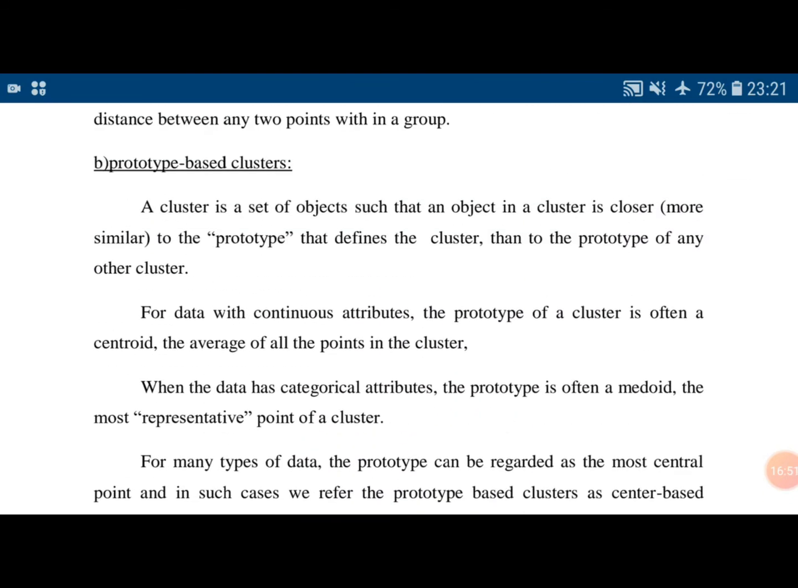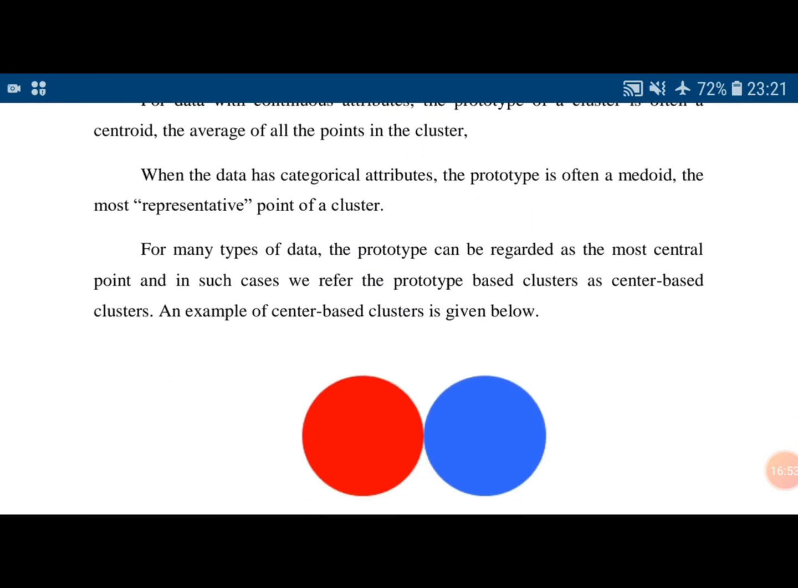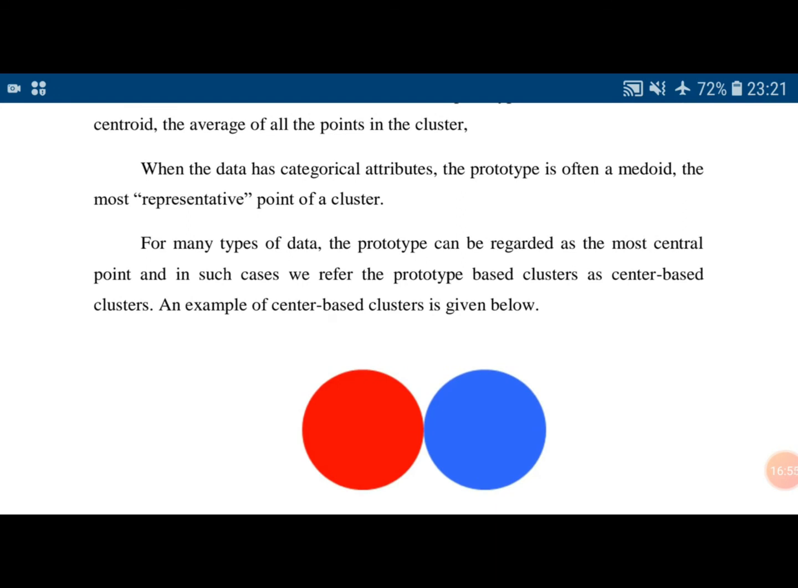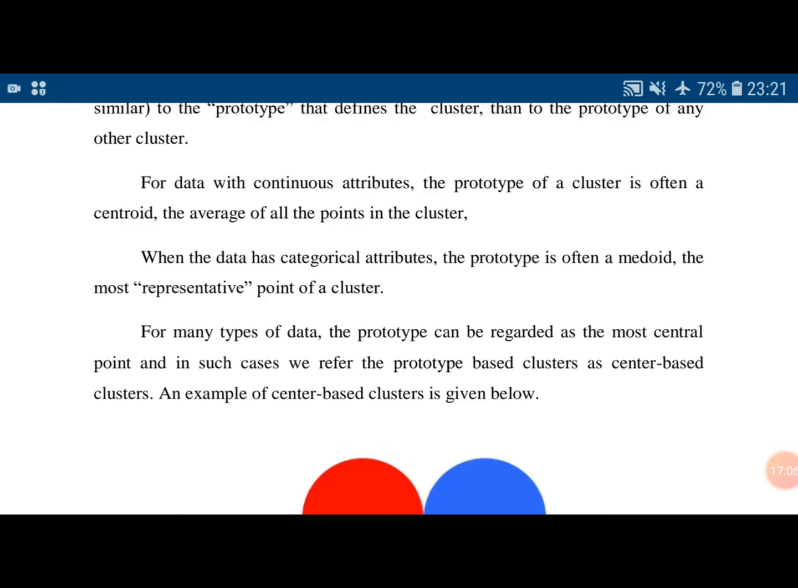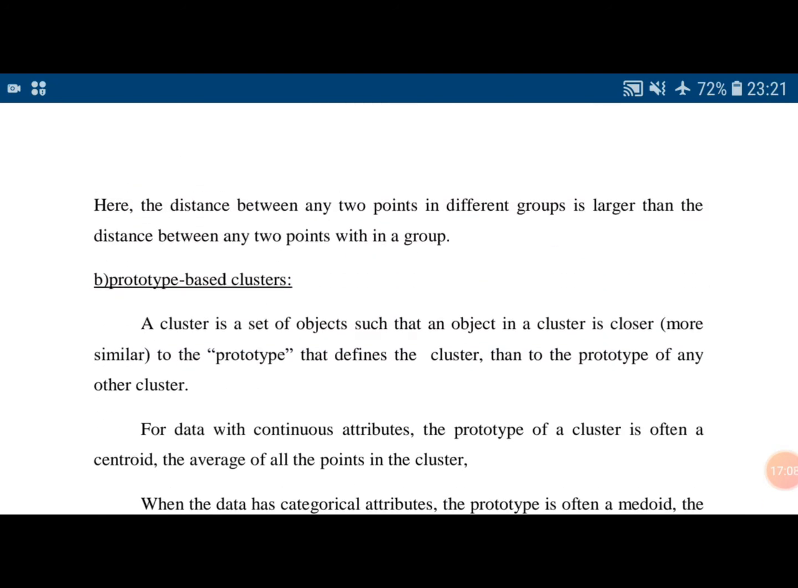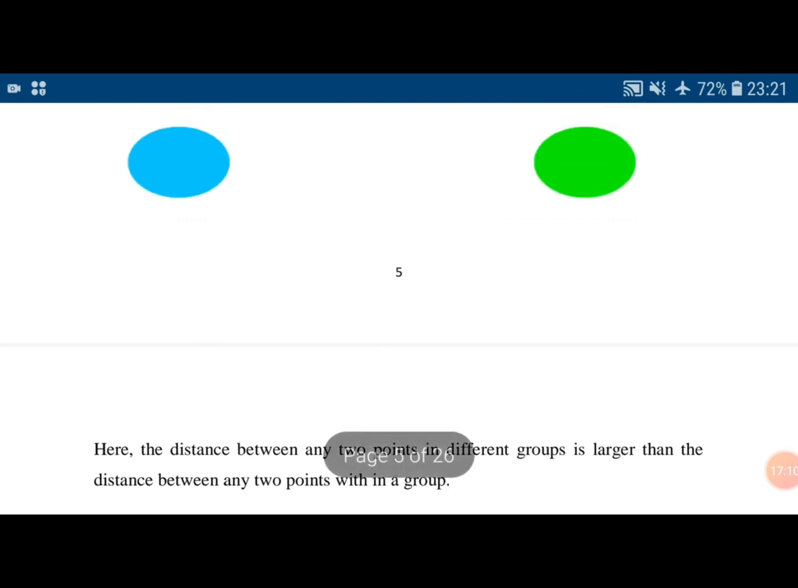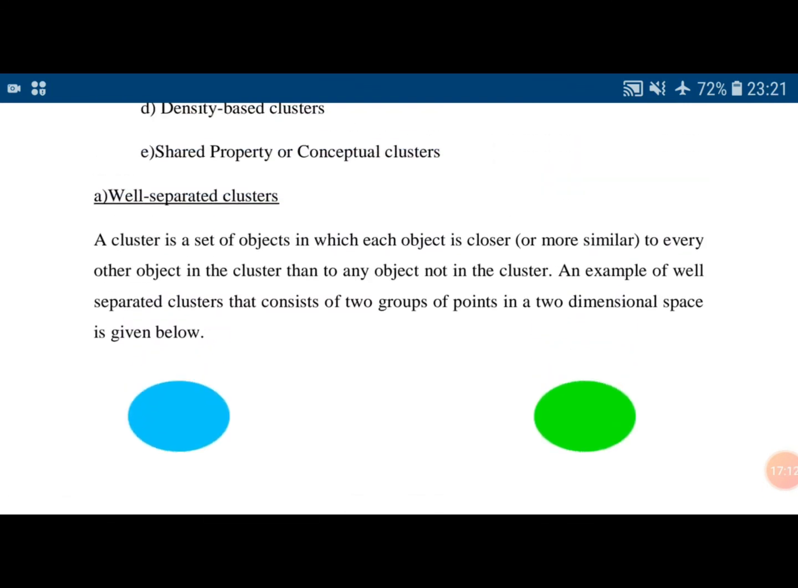Next, prototype based cluster. Prototype based cluster is completely based on the prototype. For categorical attributes, it is one type of prototype, and for continuous attributes, it is the centroid. So this is the prototype based clusters. Next, well separated clusters. Well separated clusters completely depend on the distance. One cluster is completely far away from the other cluster.